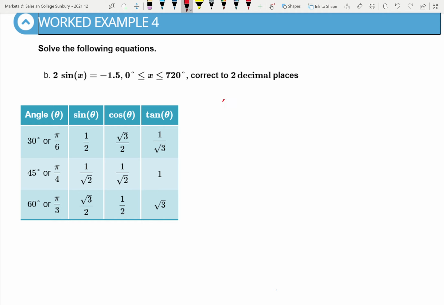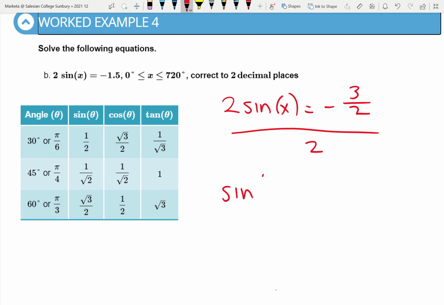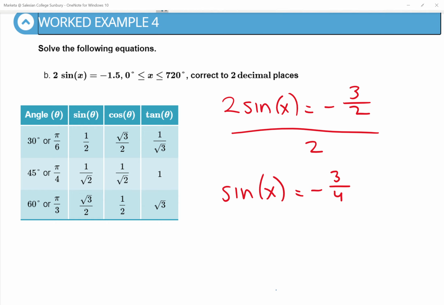So let's see, 2 sine x equals negative 3 on 2. And I'd definitely be dealing with fractions where possible, not decimals. I'm going to divide by 2 on both sides, giving me sine x equals negative 3 on 4, or negative 0.75 if you like. So what we can see here is that this is not a value in the table of exact values. If we look in the sine column, there's no 3/4 there. So this means we're going to have to use CAS.